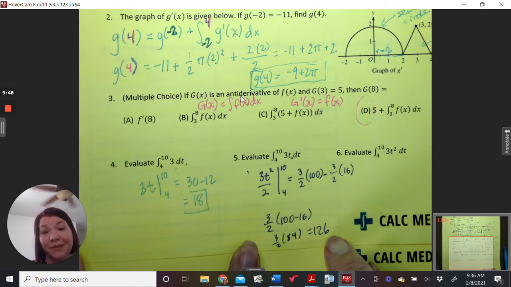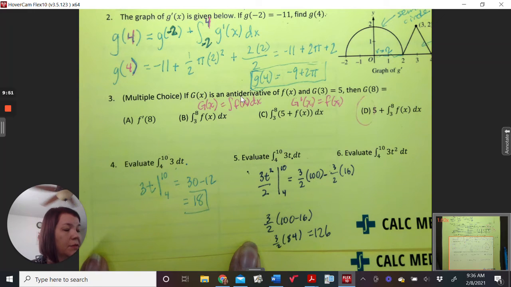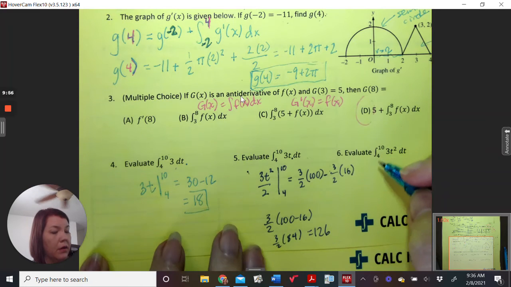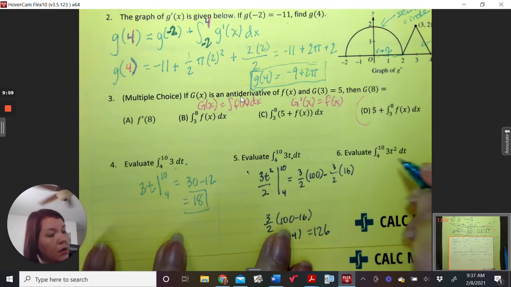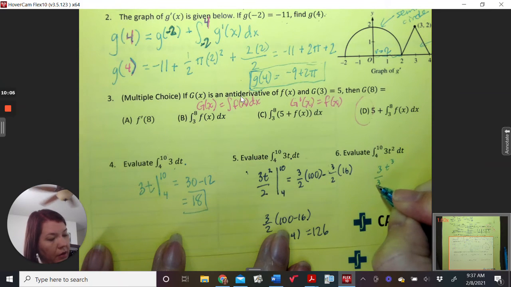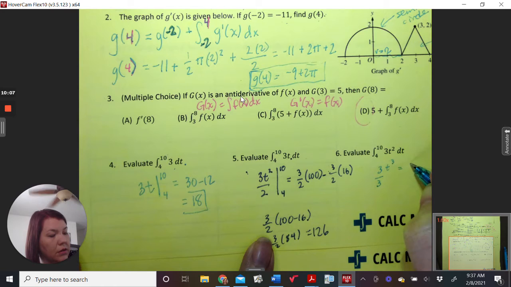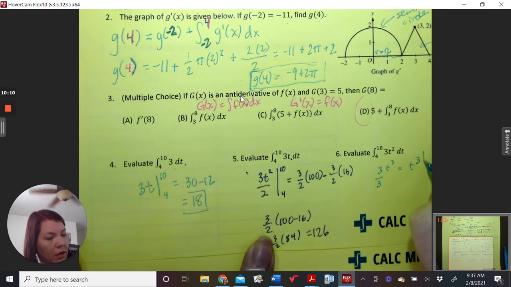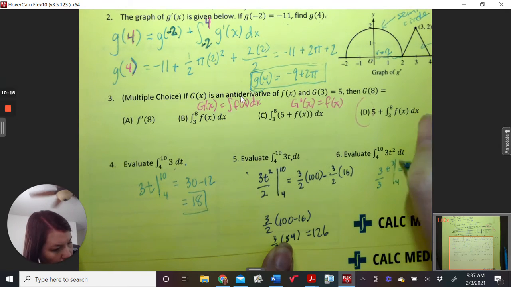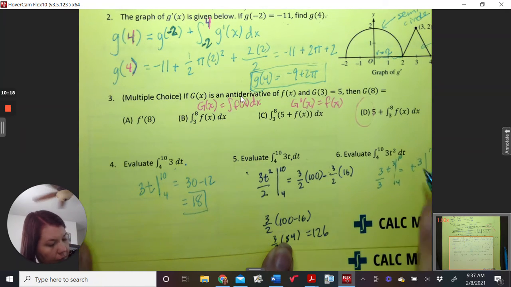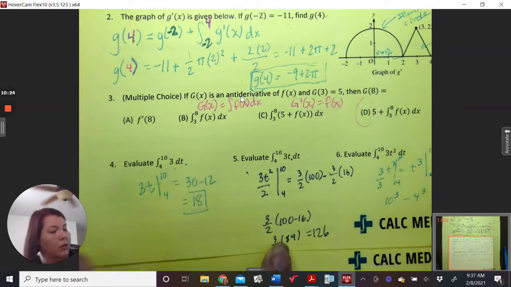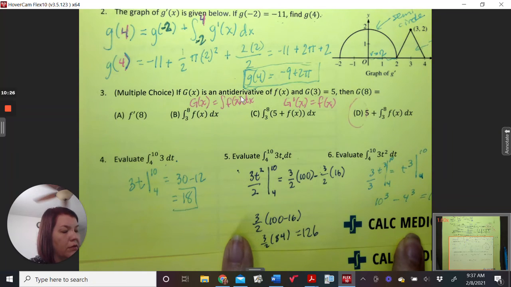Okay. And last but not least, the antiderivative of 3t squared, again, from 4 to 10. So the antiderivative of 3t squared will be 3t to the third divided by 3, which is just t cubed, evaluated between 4 and 10. And so we've got 10 cubed minus 4 cubed, which is 1,000 minus 64. Not 100 minus 64, 1,000 minus 64.